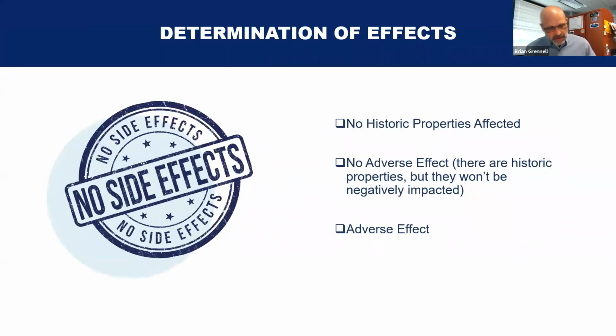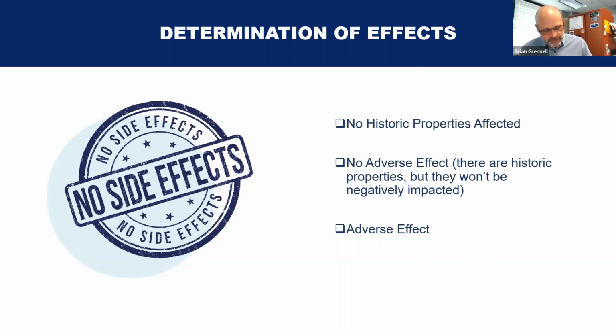Yep, thanks. So after doing your identification efforts, the next step obviously is to assess potential impacts, potential effects. To do that, you have to apply the criteria of effects to determine whether the undertaking is going to have one of the following outcomes. The first one would be no historic properties affected. So either no historic properties exist there within the area of potential effects, or they exist but just won't be affected in any way by the project.